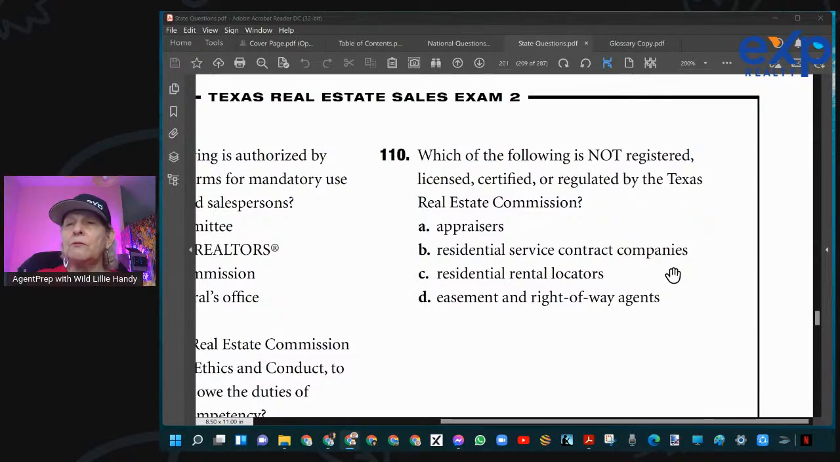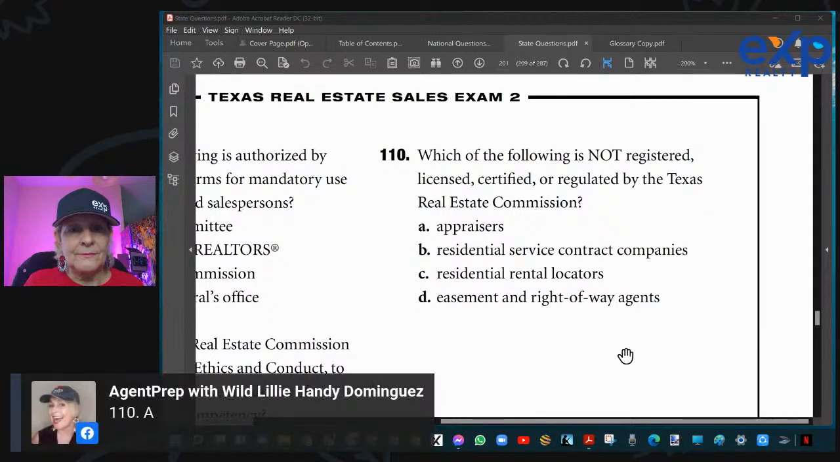Residential rental locators are regulated by TREC. Easement and right-of-way agents are regulated by TREC. The ones that are not licensed, certified, and regulated are the appraisers. The appraisers are regulated by the appraisal board. Okay, TREC licenses, certifies, regulates brokers, sales agents, easement and right-of-way agents, residential locators, property managers, residential service contract companies, not appraisers. Okay? Got it?